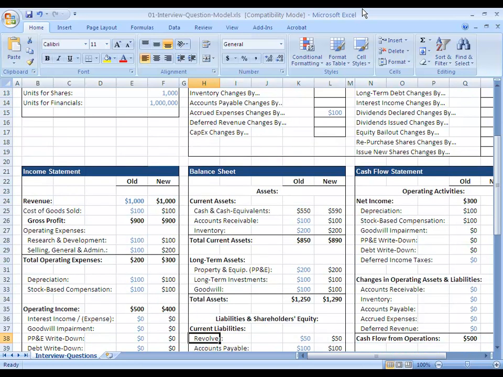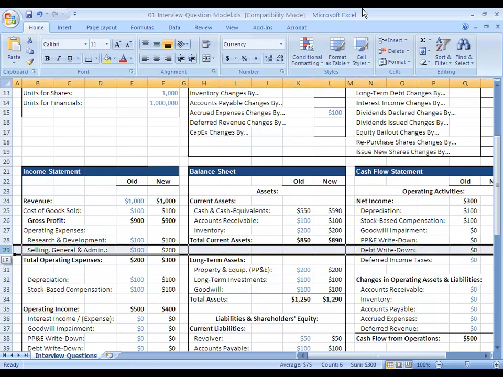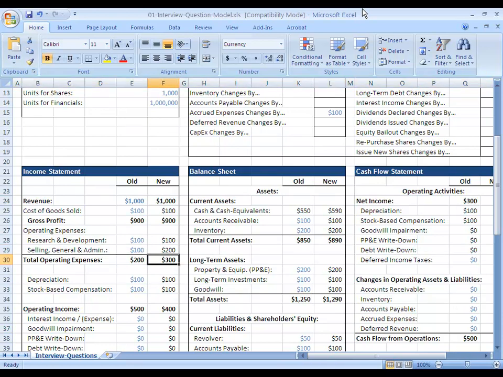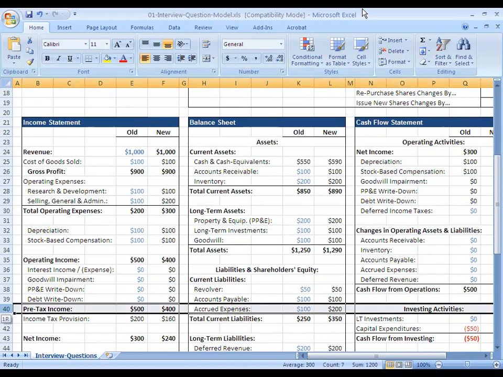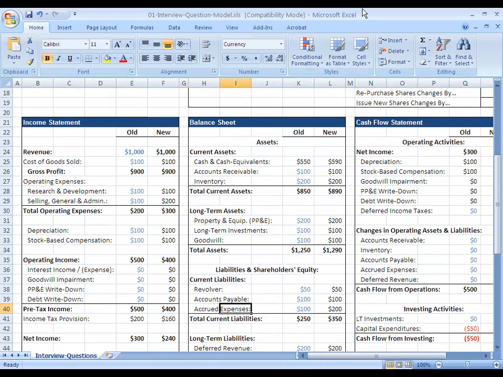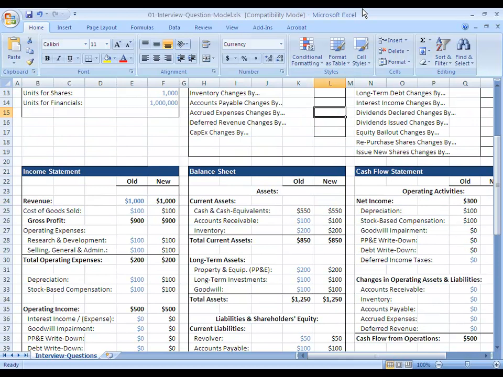The most important point to keep in mind here is that when you have something like this, there has to be a corresponding entry to your income statement, and expenses here have to go up by 100 if accrued expenses on the balance sheet are also rising by 100. So I'm just going to go in and delete this entry now.